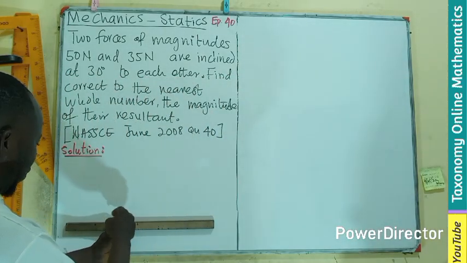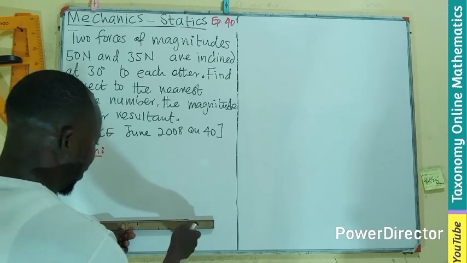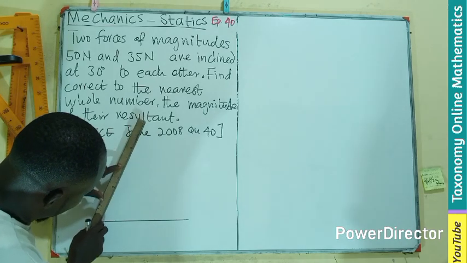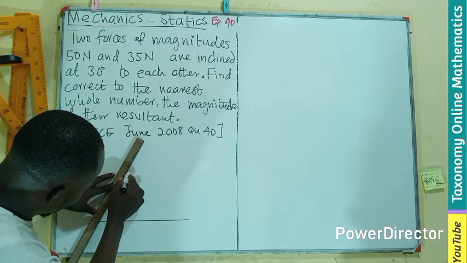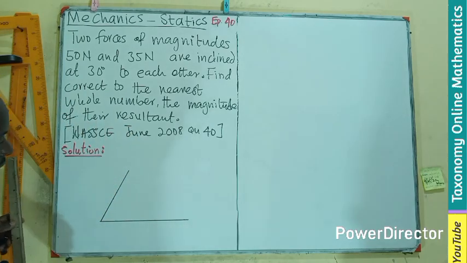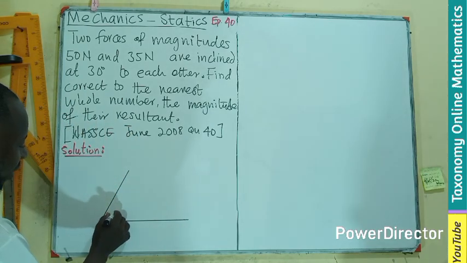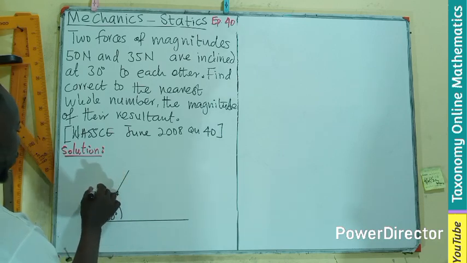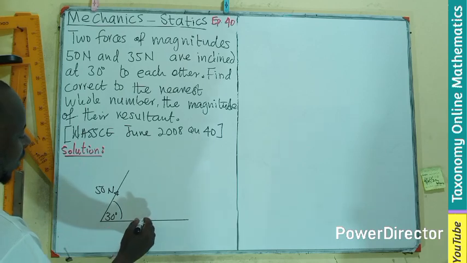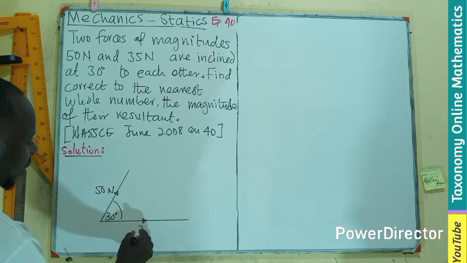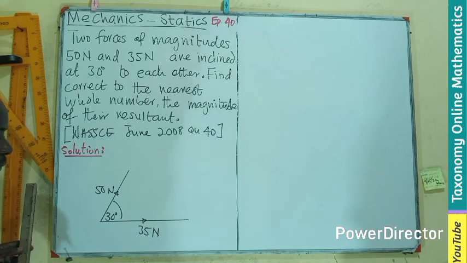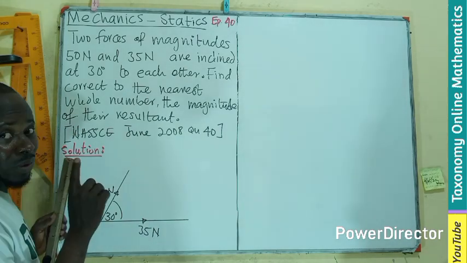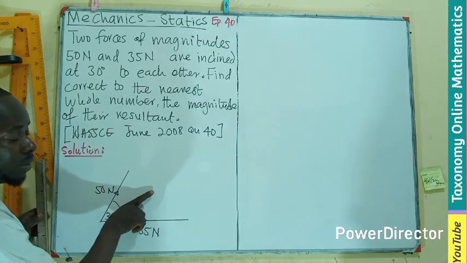If I have two forces that are inclined at an angle, let's see. First force, I think this is good enough to have 30 degrees. So let's say this is a 30 degrees angle. There are two forces. The first force is 50 Newton. The second force is 35 Newton. All right, so what are we looking for? We want to find their resultant forces. The resultant force is a force that is in between them.